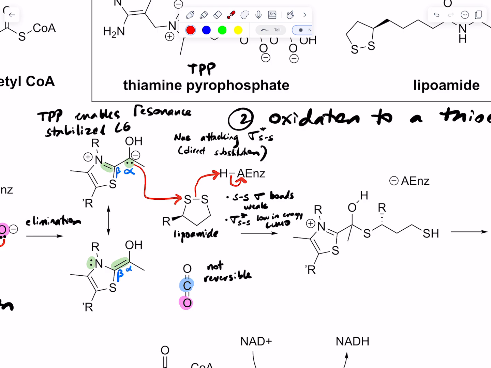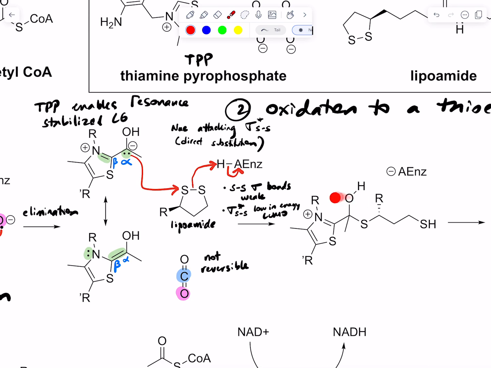Now, here's the trick. If you look at the product of that reaction, this carbon has one more bond to a heteroatom than it used to. So the carbon that used to be negatively charged, we're going to now say is oxidized, whereas the lipoamide used to have a sulfur-sulfur bond. Now it has a sulfur-carbon and a sulfur-hydrogen bond. So the sulfur-sulfur bond got reduced. Okay.